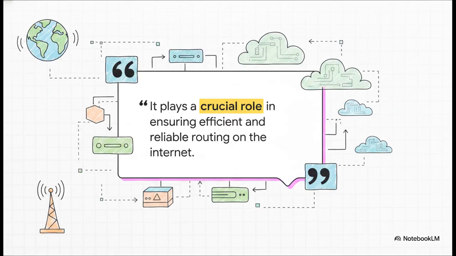To quote our source material directly here, it plays a crucial role in ensuring efficient and reliable routing on the internet. And you know, that reliability is the absolute bedrock of modern computing. Without the BGP Path Advertisement lifecycle working in the background, ensuring every router intimately knows the landscape, all those seamless cloud services we rely on every single day, they simply could not exist.